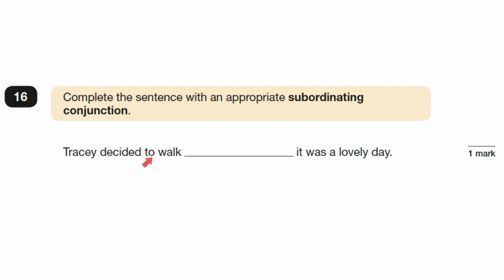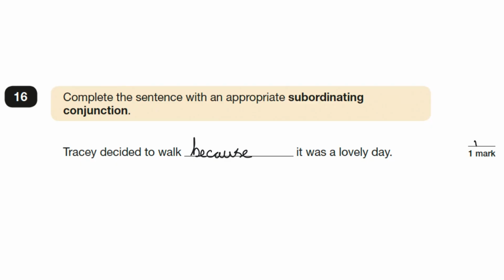So, Tracy decided to walk, blank, it was a lovely day. Now, the natural one that should just fit in there, that's really, really logical: Tracy decided to walk because it was a lovely day. Okay? Makes total sense. We would write that very, very straightforward: because it was a lovely day.